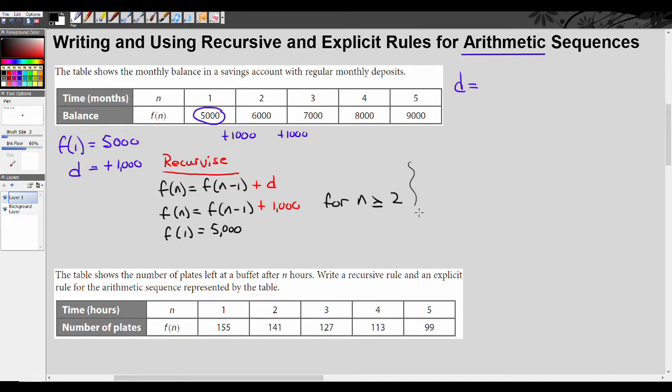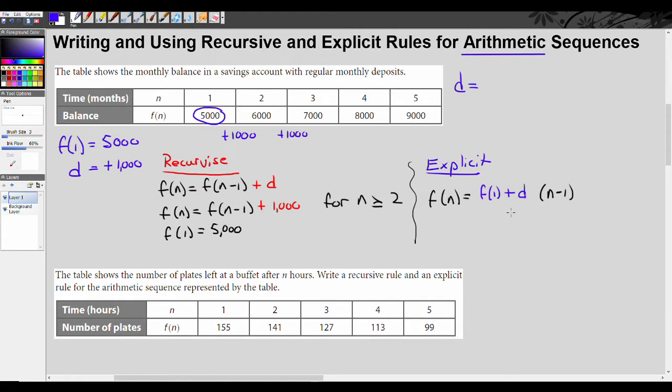So let's take a look at the explicit rule. Same thing. There are parts of the explicit rule that do not change. And so those parts are in the front and in the back. So explicit rule, we always have f of n equals. I'm going to skip a space here and I'm going to put in the back end here in parentheses n minus 1. Okay? And we're going to put the same pieces. These two same pieces are going to fit in here. You have f of n equals f of 1 plus d.